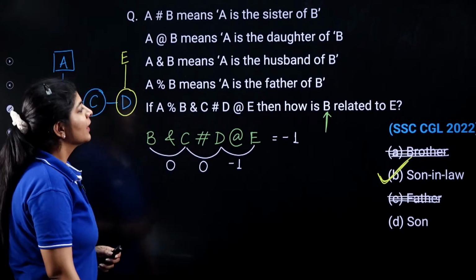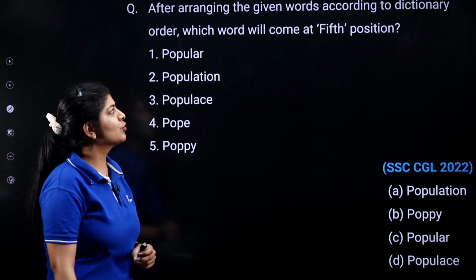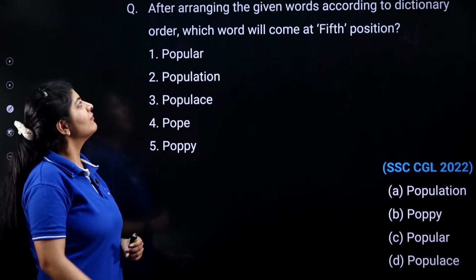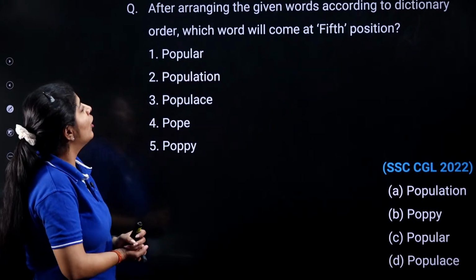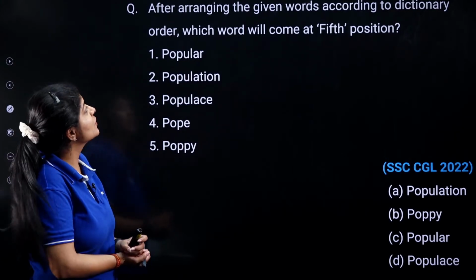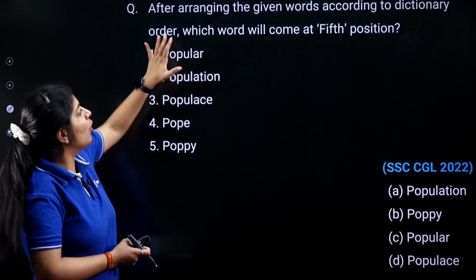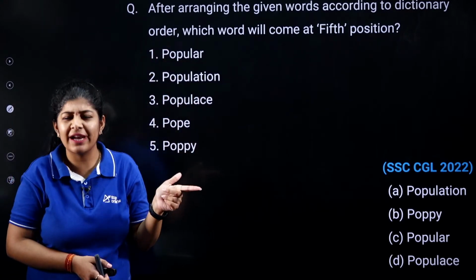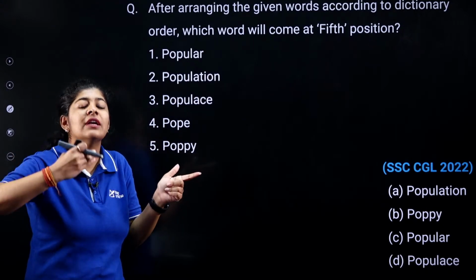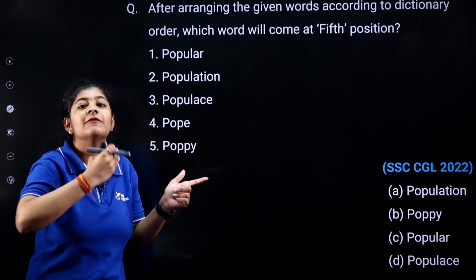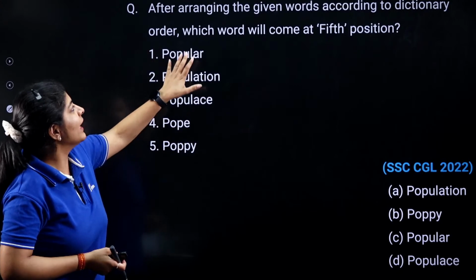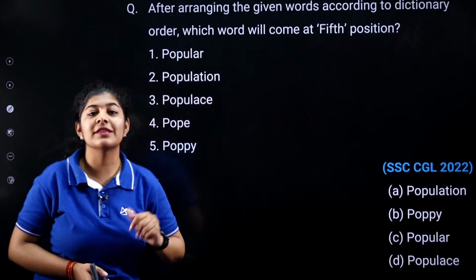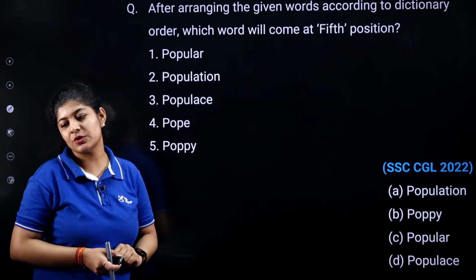Clear? Okay. Now let's move towards the next question, and I guess this one is a very easy question. What we have to do in this one is, after rearranging all these 5 words according to the dictionary order, and we know that in the dictionary we are having all the words in alphabetical order, right? So we have to determine which word will come at 5th position, that means at the last position.